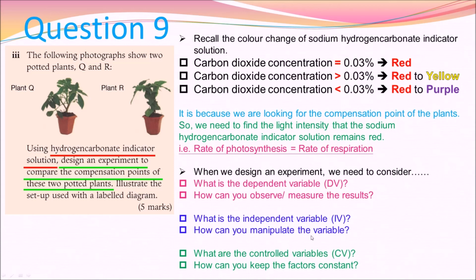I know the IV is something I change. But how do I change it? What do I do? That's the question. And then what are the CV, and how can you keep them constant? So that's the DV, IV, CV of the whole experiment. In DSE questions, we always miss such questions. Design the experiment: IV, CV, DV. You must understand them first.